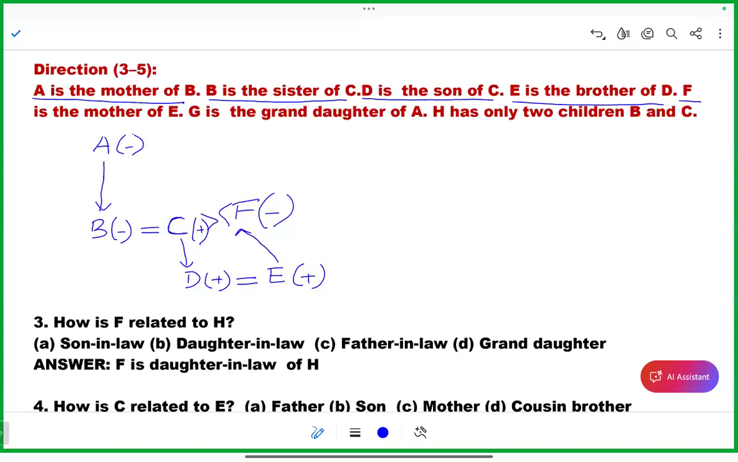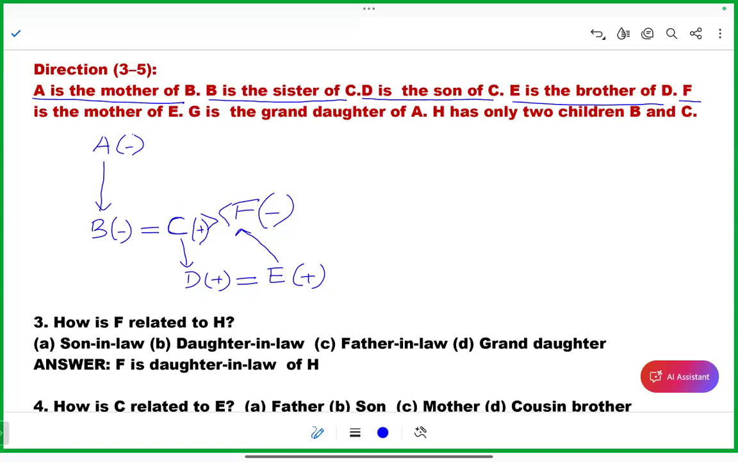We have to take a break now. If this part is not clear, then we cannot proceed. But I hope that is clear, because E is the brother of D and F is the mother of E. So C is their father.